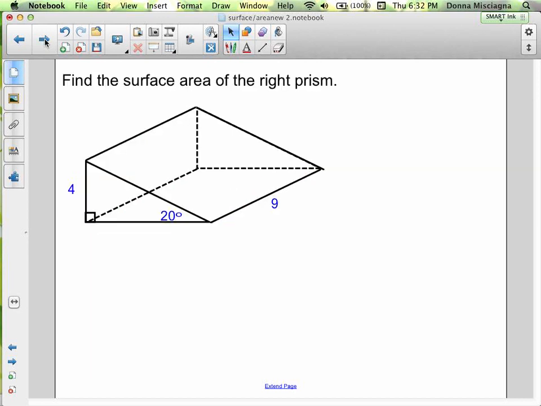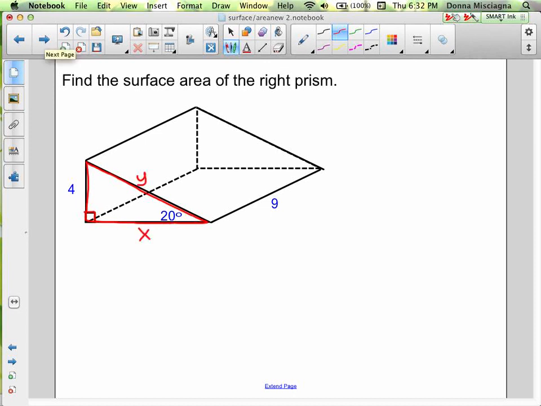We want to find the surface area of the right prism. Notice that on our triangle base, we only have one side at an angle. Well, this triangle is a special triangle. It is a right triangle, which means that we can use our trig relationships to find the missing side. We actually need both of our missing sides, because we're going to need them for the perimeter. Let's call this side x, and let's call this side y.